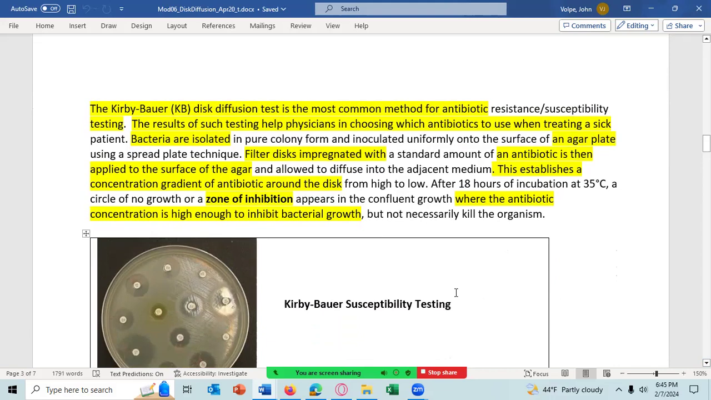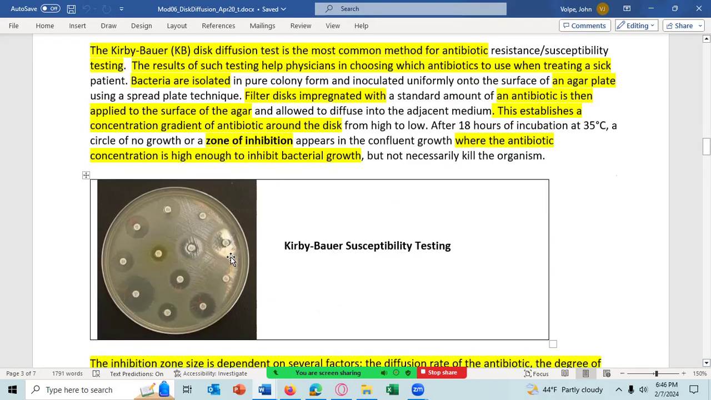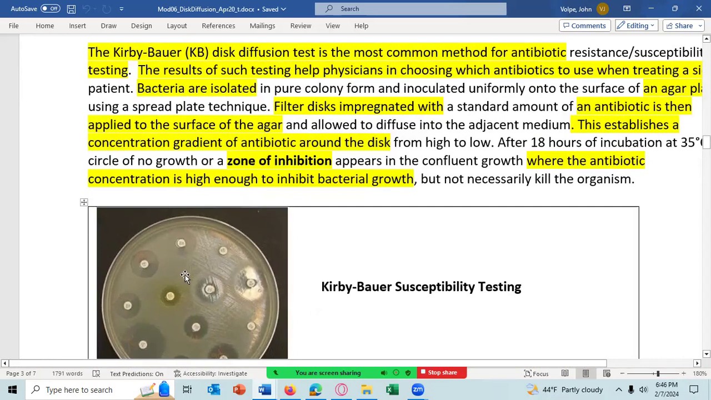The antibiotic will then diffuse away from the disc, creating a concentration gradient around the disc that can result in a zone of inhibition where the antibiotic concentration is high enough to inhibit bacterial growth. Now, in this zone of inhibition, it may kill the bacteria. Let me blow this up. Or it may just inhibit the bacteria's growth. Either way, you get a zone of inhibition. So we don't know if that's from a bacteriostatic agent or a biocidal agent.